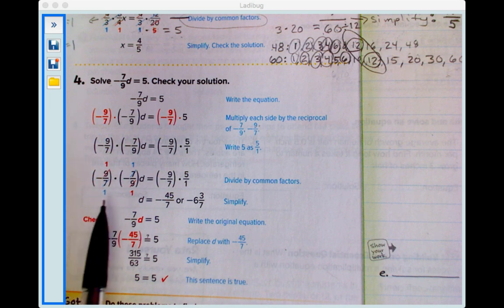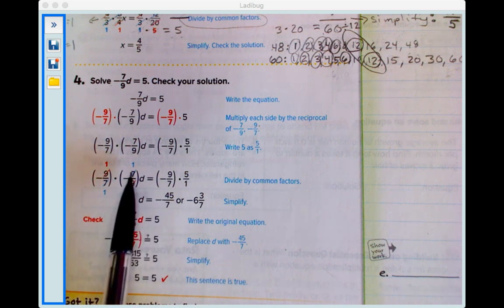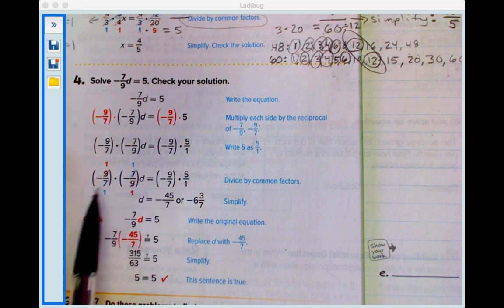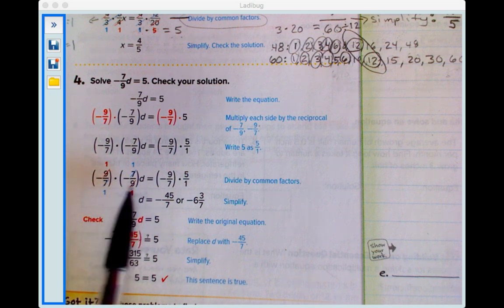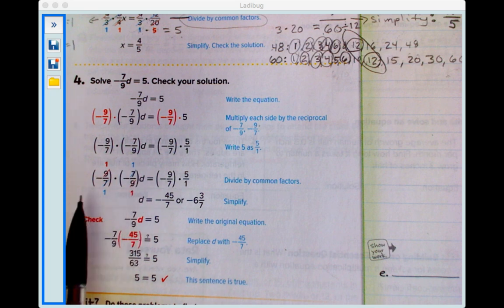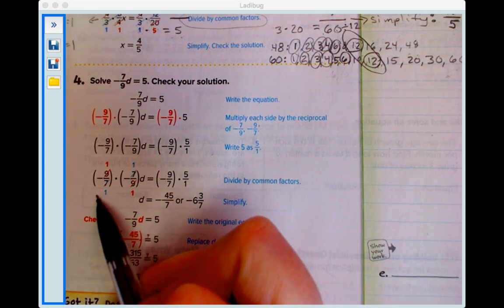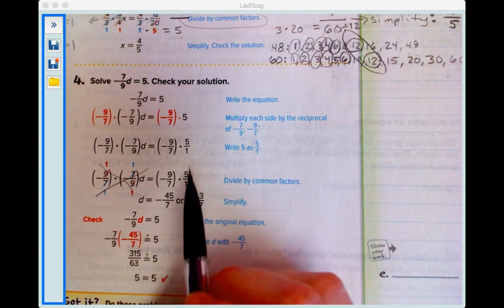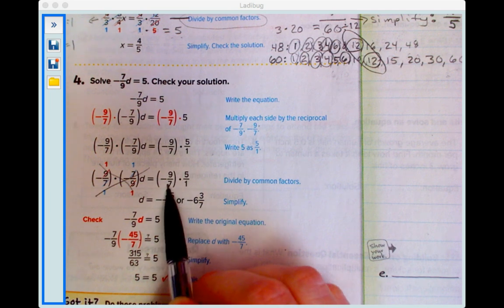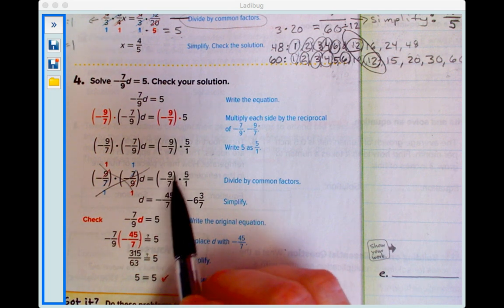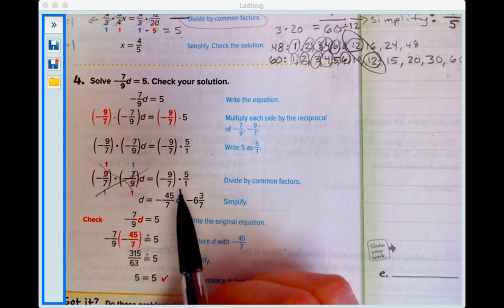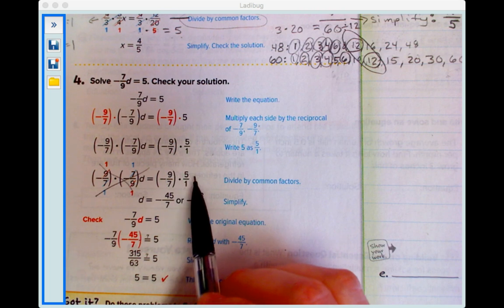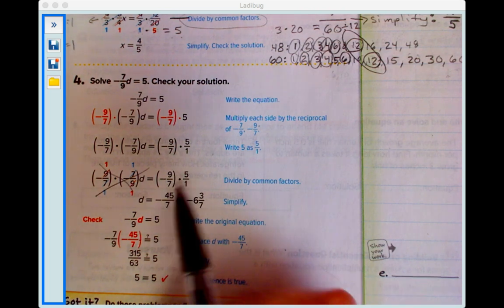Again, they factor theirs out. 7 divided by 7 will equal 1 and 1. 9 divided by 9 equals 1 and 1. So those are gone. D is by itself. Now, they can't factor these. They don't get together well. 9 and 1, you divide by 1. It's still 9. 5 and 7, nothing is the same.